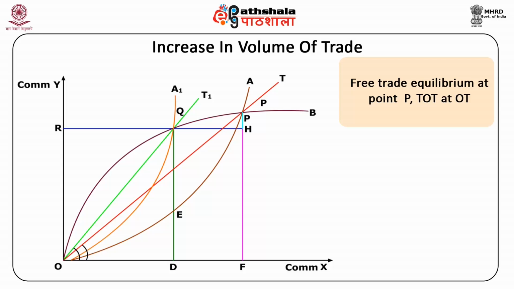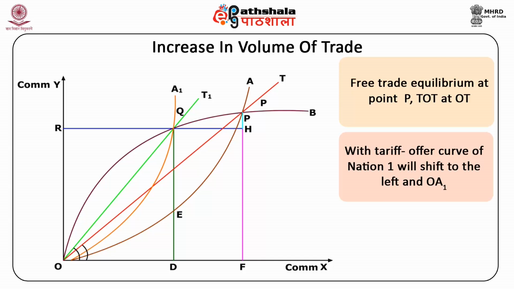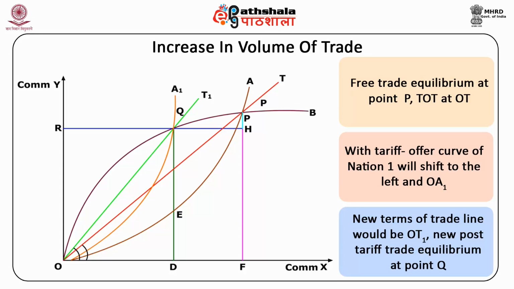Now consider the situation when tariffs are imposed by Nation 1. The offer curve of Nation 1 will shift to the left, and OA1 becomes the new tariff-displaced offer curve. The new offer curve of Nation 1 intersects Nation 2's curve OB at point Q. Consequently, the new terms of trade line would be OT1. The new post-tariff trade equilibrium takes place at point Q. At point Q, Nation 1, the tariff-imposing country, exports OD amount of X and imports QD amount of Y. Out of QD amount of commodity Y, QE amount is collected as revenue from the import tariff.